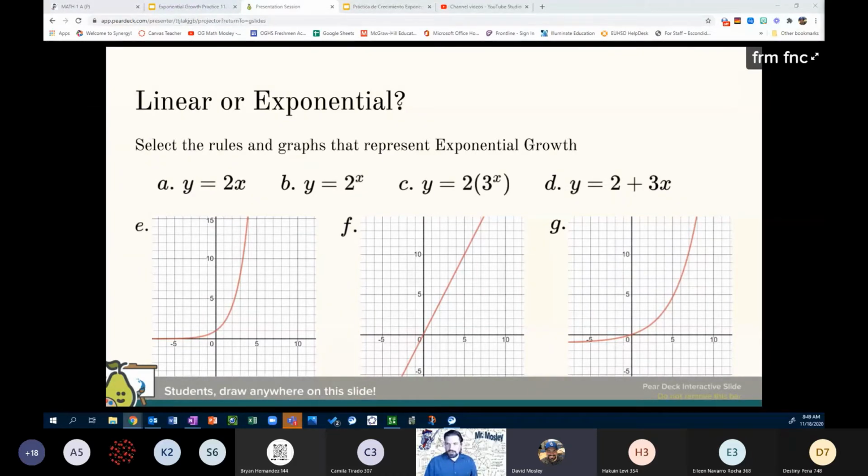Does anyone want 1 more minute to work on this? Raise your hand if you would like 1 more minute, or just say you want 1 more minute.